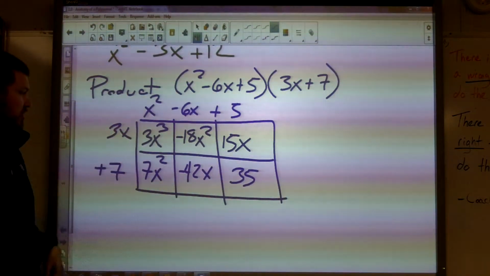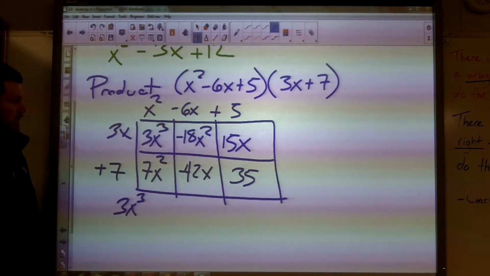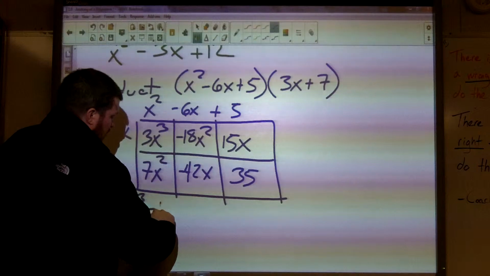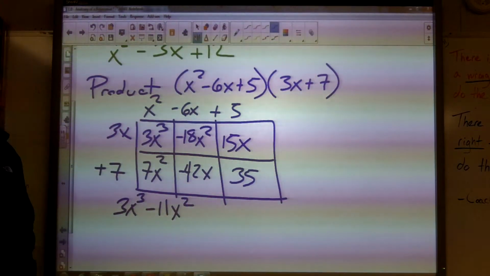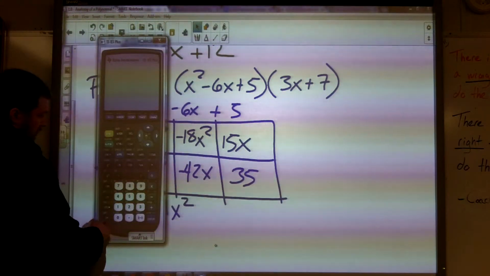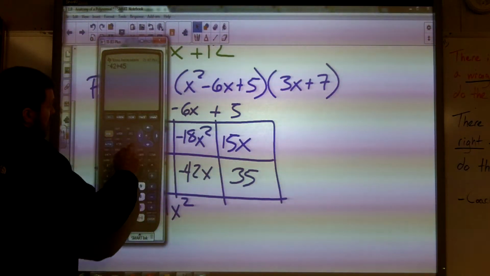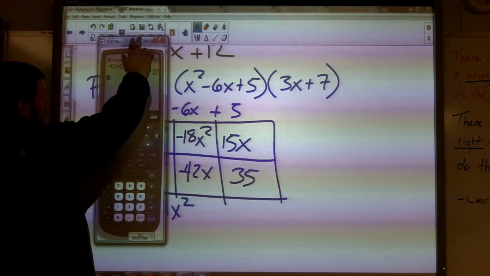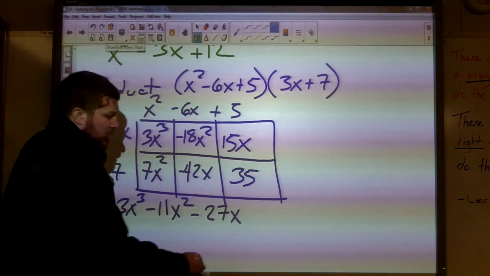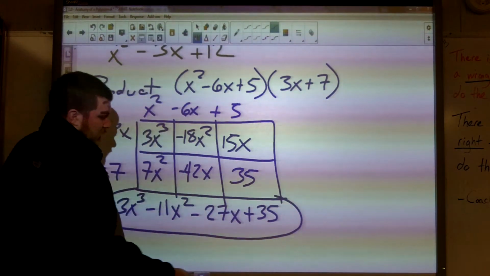Now what we want to do is very similar to what we did with adding. We just combine like terms. So x cubes go with x cubes. X squares go with x squares. So 7x squared plus negative 18x squared is negative 11x squared. And then negative 42x and 15x. Okay, so let's actually use our calculator there since the numbers are getting a little bit larger. So I have negative 42 plus 15, which is negative 27x. And then finally, we only have a constant of 35. So this is the product of those two polynomials together.